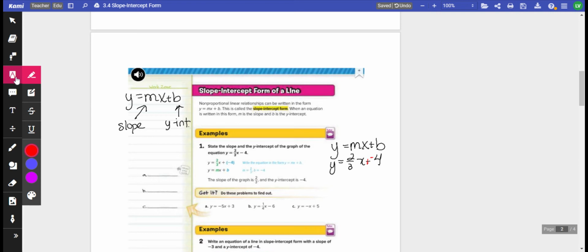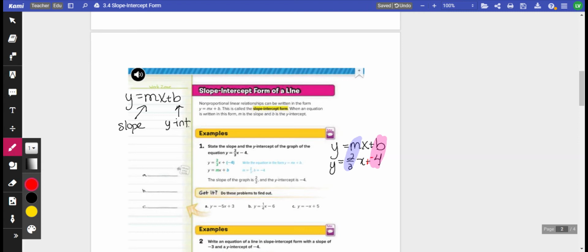And then I'm going to go in and identify my slope, which is going to be 2/3. And then I'm going to identify my y-intercept, which is b, and that's negative 4. I rewrote these equations, matching them up as such, so that it was easier to identify the slope. So m equals slope, and the slope is 2/3. b is the y-intercept, and that equals negative 4.